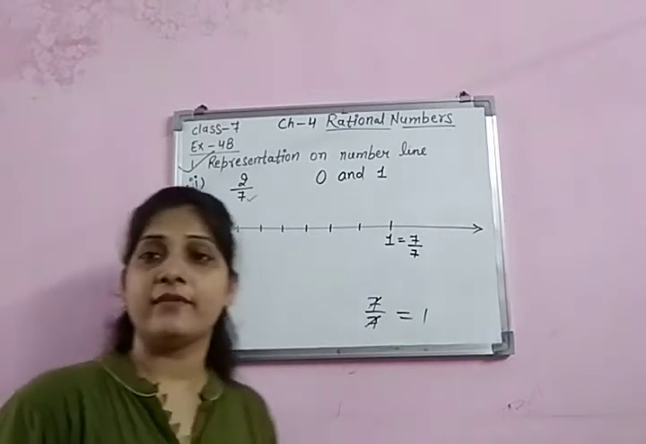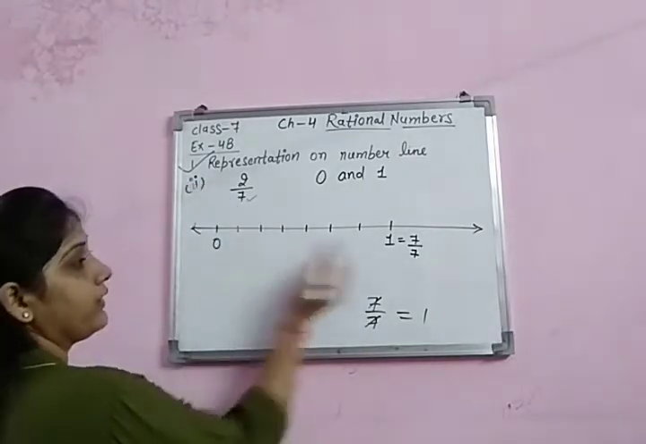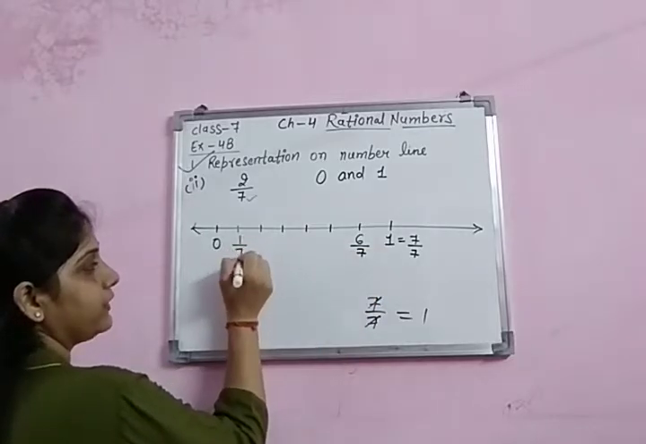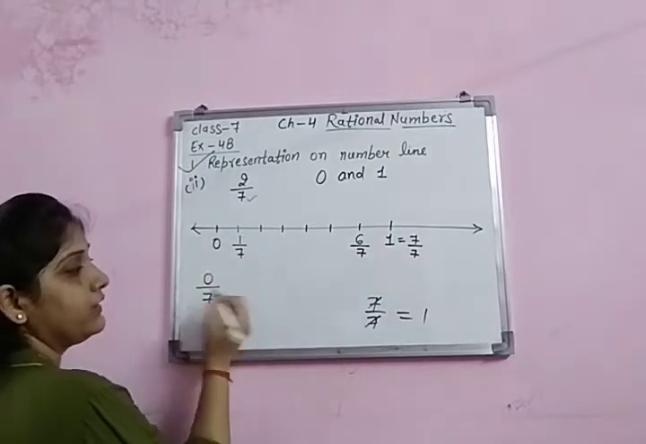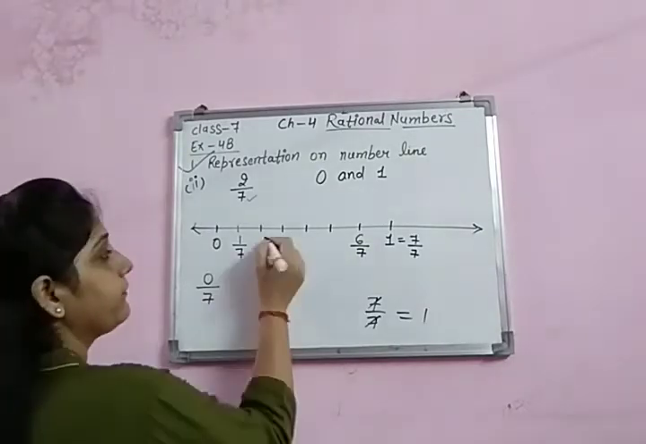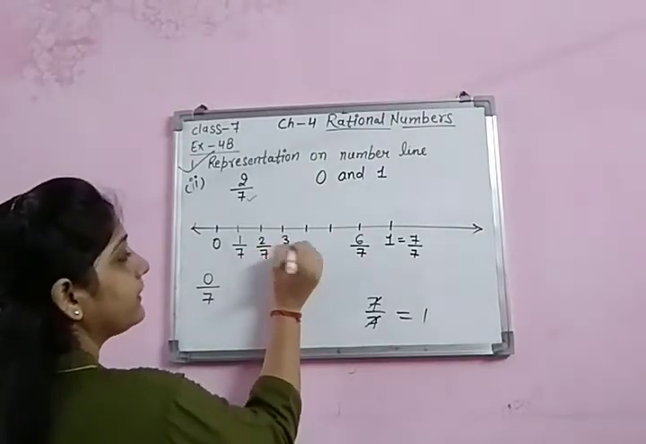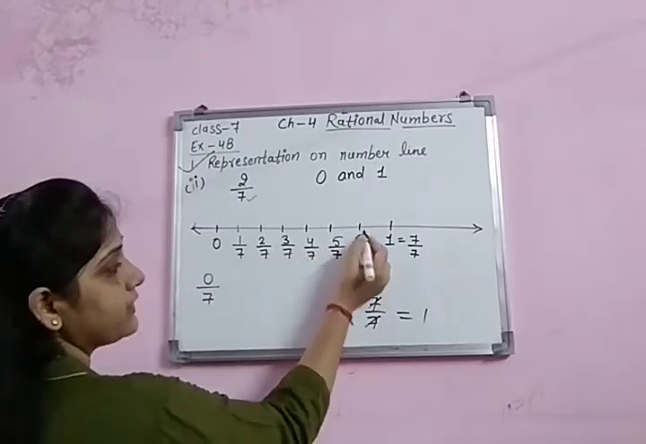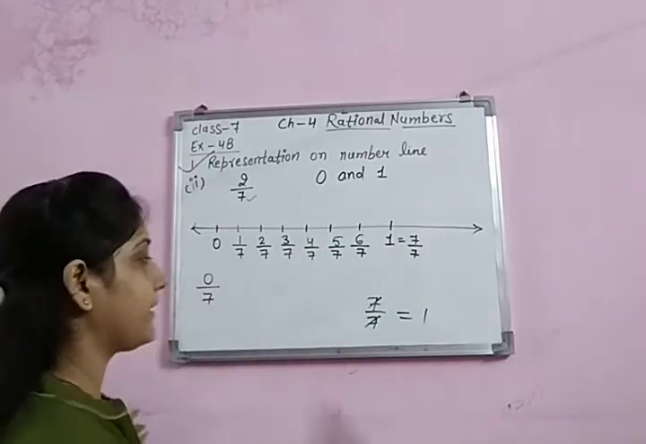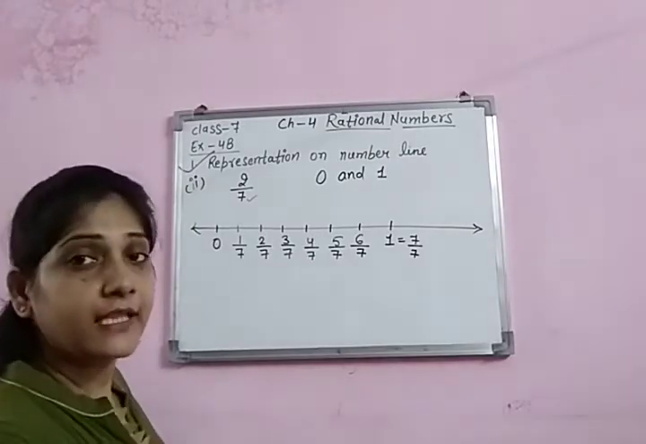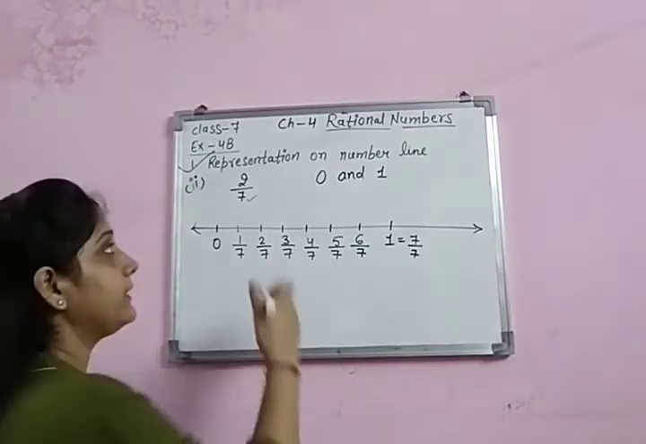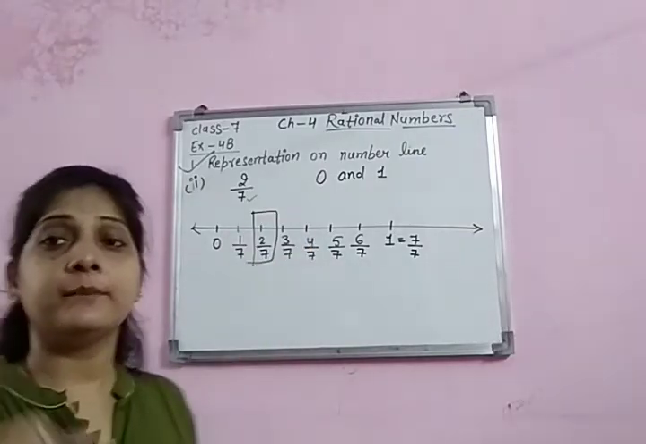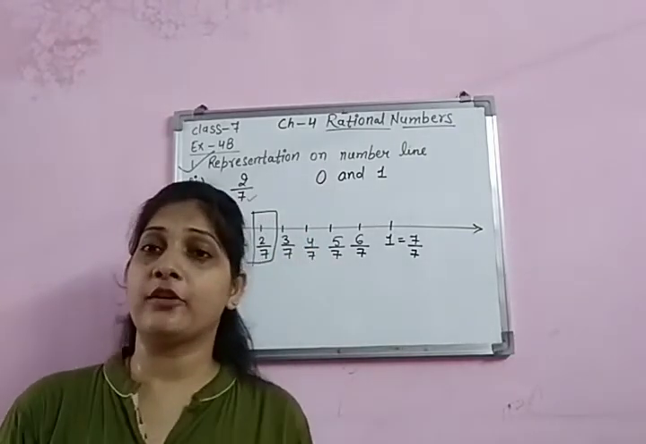Agree? Because 7 by 7 gives me 1. Now, if it is 7 by 7, this is 6 by 7. Okay, let me start from here. 0 can be written as 0 by 7. It will give me the value 0 only. 2 by 7, 3 by 7, 4 by 7, 5 upon 7, 6 upon 7 and this is 7 upon 7. So I think the thing is clear. Do we get 2 by 7? Where? This one. So this is how we can represent the number on the number line.